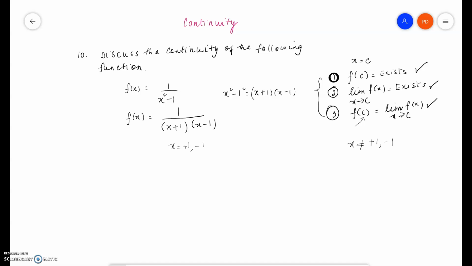So the discontinuities are at x equals plus 1 and minus 1. Everywhere else, the function is continuous. So on the number line, there are only 2 points at which the function is discontinuous and also undefined.